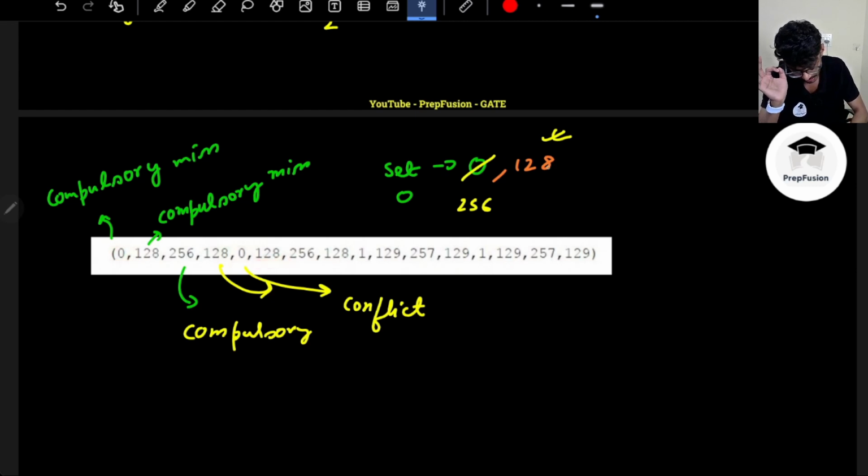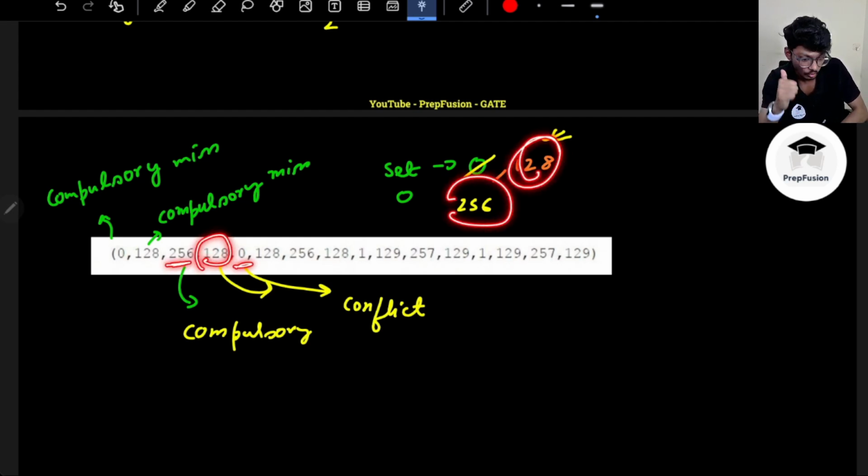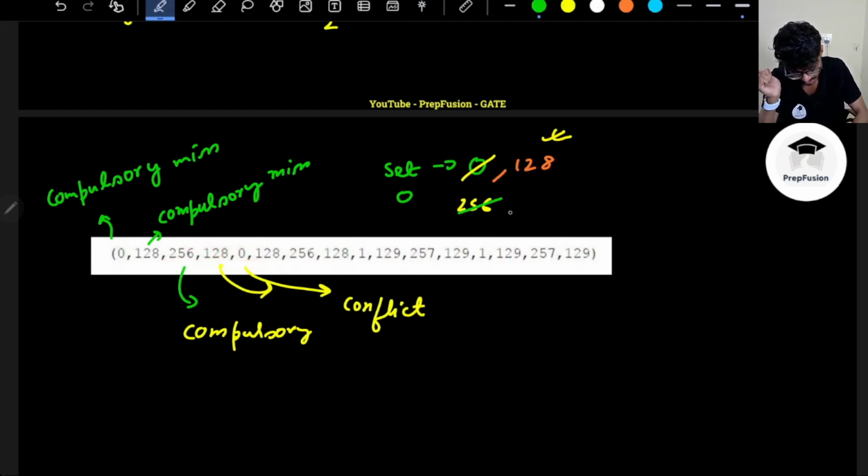Now which one will I replace to bring in 0? Before 0 I just called 128, so I will not replace 128. I will replace 256, because 256 was called earlier. So I will replace 256 with 0 again.